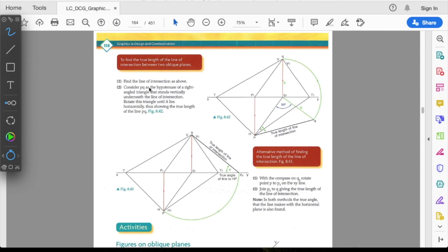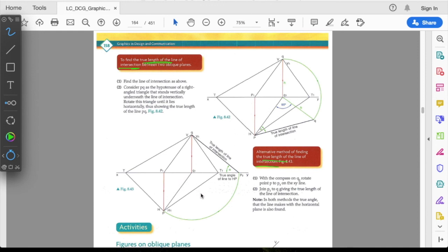Now, what you see here is that it's giving us two alternative methods for finding the true length of the line of intersection between two oblique planes. We're actually going to use neither of these methods, okay?